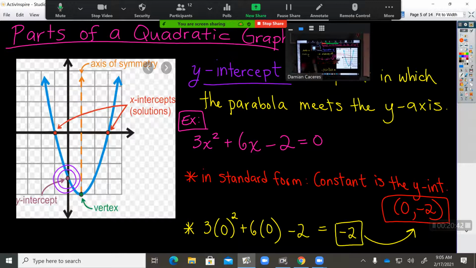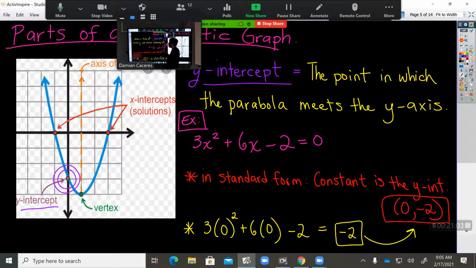So now we get to the parts of the graph. So the first part of the graph, as you can see, there's a bunch of things labeled here, but I circled y-intercept because that's what I'm going to talk about on this page, the y-intercept. Now, the y-intercept is just the point in which the parabola meets the y-axis. So we're just looking for where this U shape touches your y-axis. Where does it touch? Right there.